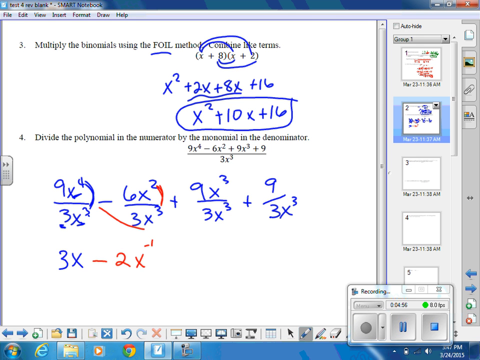But what happens when you get x to the negative 1? Let's take a little sidebar here. X to the negative 1. We always want to write these as positive exponents. So x to the negative 1 is the same as 1 over x.